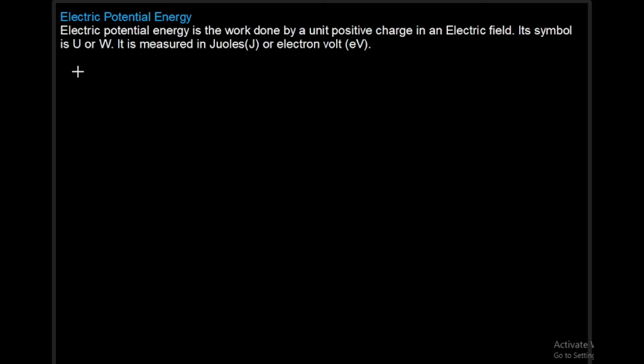Now its symbol is U. All right, this is a symbol. We can have U or we can have W. Now it is measured in joules or electron volts. So the electric potential energy can be measured in joules. It can also be measured in electron volts. Now to convert from electron volts to joules, we use this conversion factor. 1 electron volt is equal to 1.6 times 10 raised to the power of minus 19 joules. So this is the conversion factor we use whenever we want to convert between electron volts and joules.